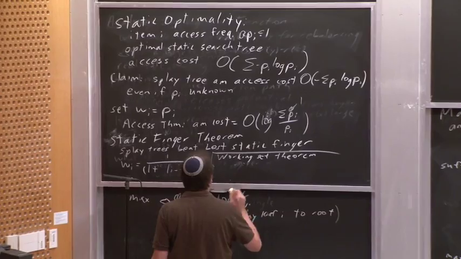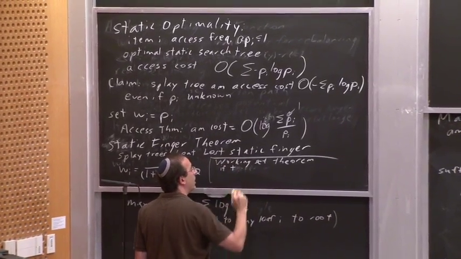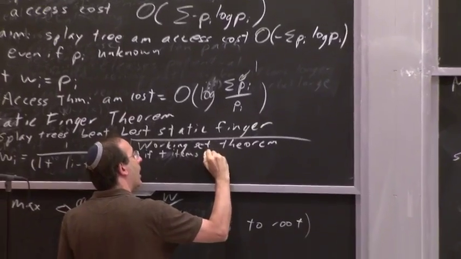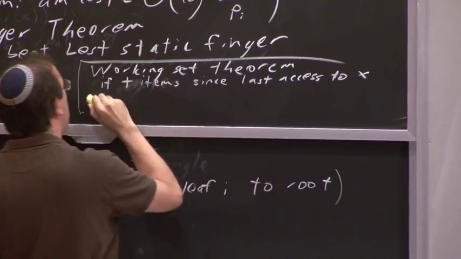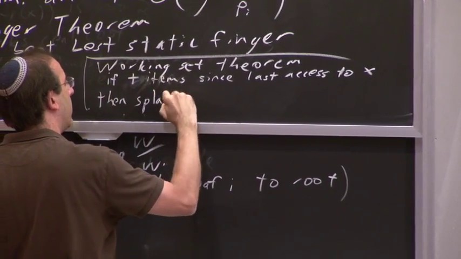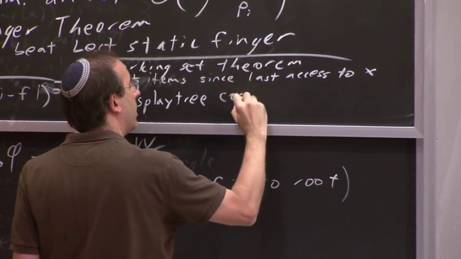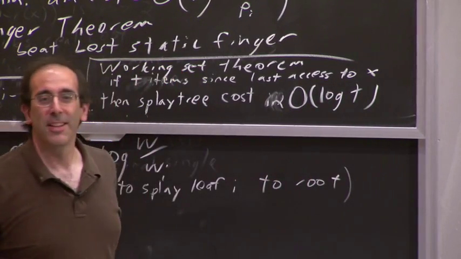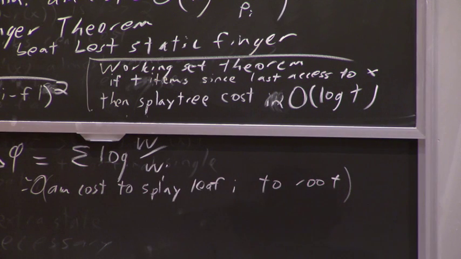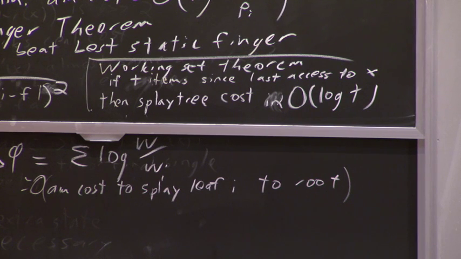Well, the working set theorem says that if there were t items accessed since the last access to x, then your Splay tree finds the item in order log t time. So the Splay tree does just as well as if you carefully set aside a cache for your items and searched in the cache of recently accessed items, for all notions simultaneously of recent. You don't have to specify what t is, but the Splay tree manages to match the caching.